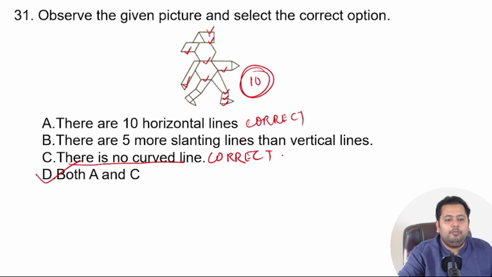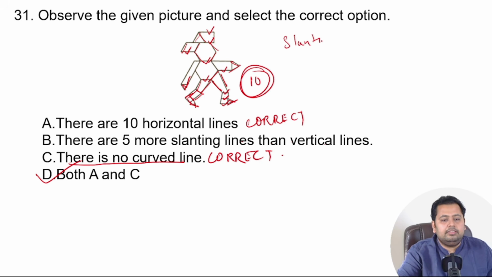Now let's find out how many slanting lines there are. This is 1, this is 2, right? This is 3, this is 4, this is 5, this is 6, this is 7, 8, 9, 10, 11, 12, 13, 14, 15, 16, 17, 18, 19, 20, 21, 22, 23, 24, 25, 26. So there are 26 slanting lines.